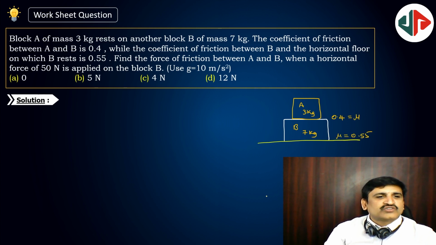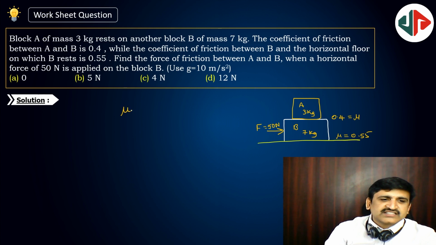Now, find the force of friction between A and B. When a horizontal force of 50 Newton is applied on B, F is equal to 50 Newton. What is the maximum force taken by A? Mu N, that is equal to mu mg. Mu N is equal to mu mg. That is the maximum friction force on A.